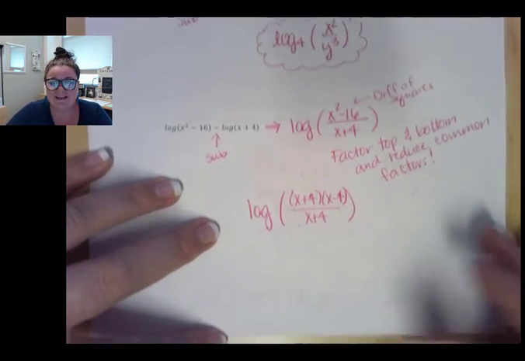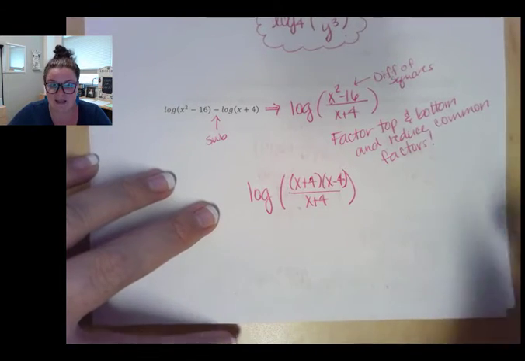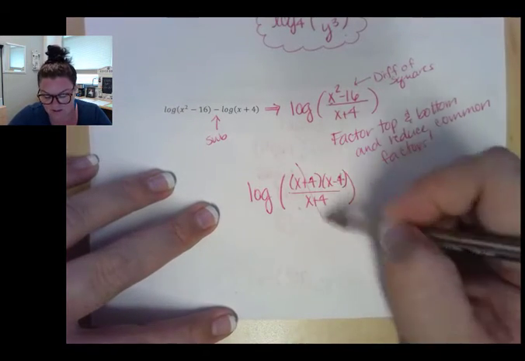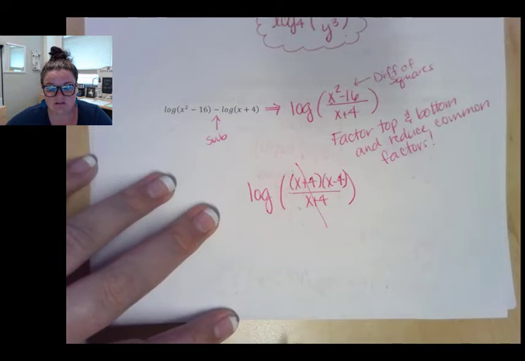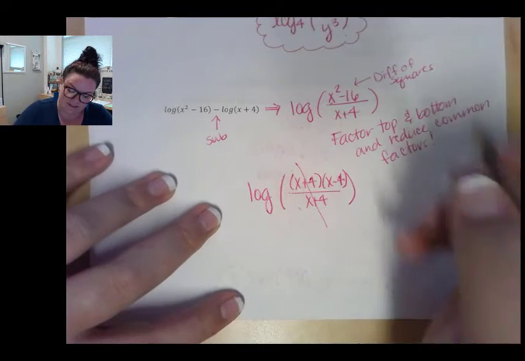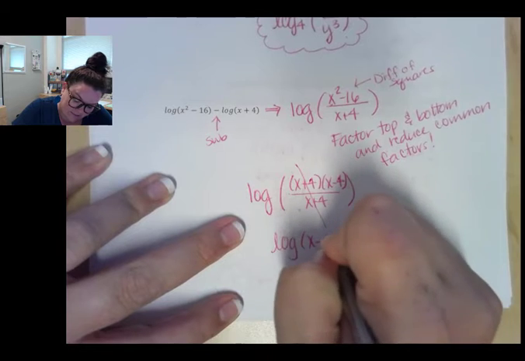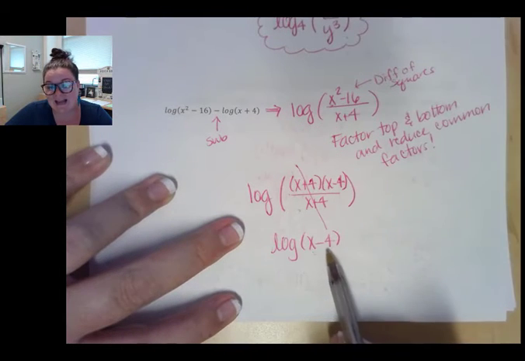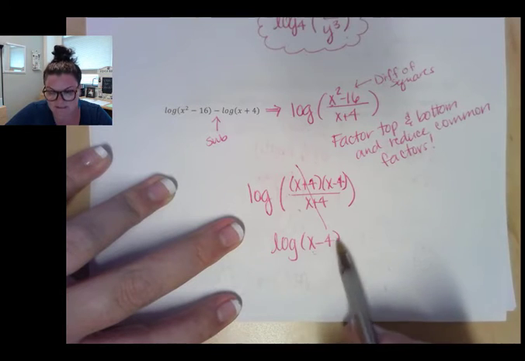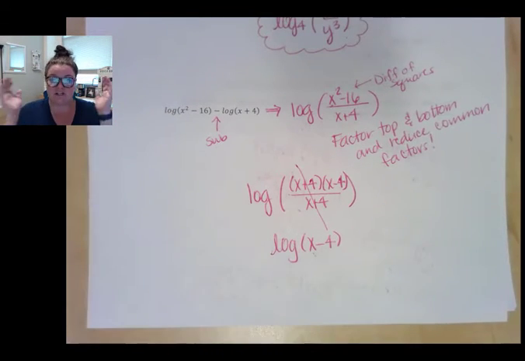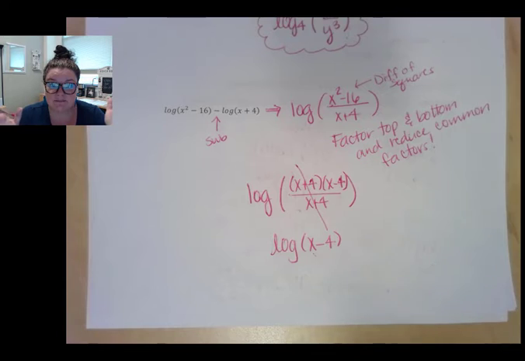Okay. So we can clearly see, right, that we have an x plus 4 on top and bottom. So we can reduce that factor, right? So this leaves us with log of x minus 4. And notice, because I have two separate terms in here, I still need to keep the parentheses around it. And I want to check and make sure it's as simplified as I possibly can get.